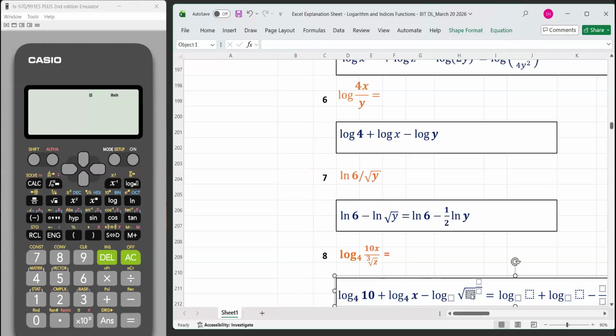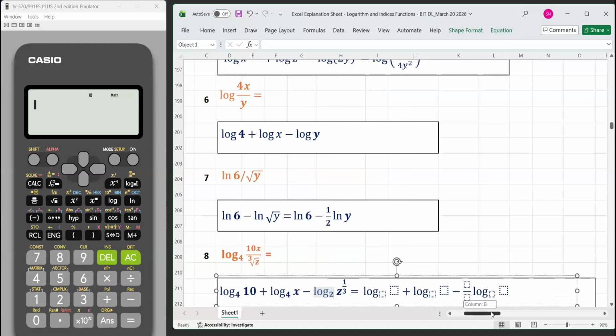Log of z, sorry, I shouldn't bring square root. This shouldn't be square root. This should be z raised to the power 1 over 3, base 4. Okay, now let's use the power rule to simplify the last one.